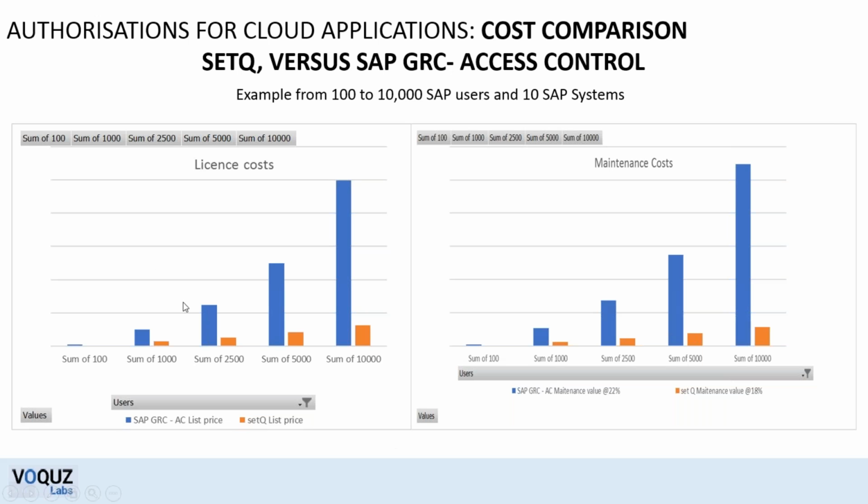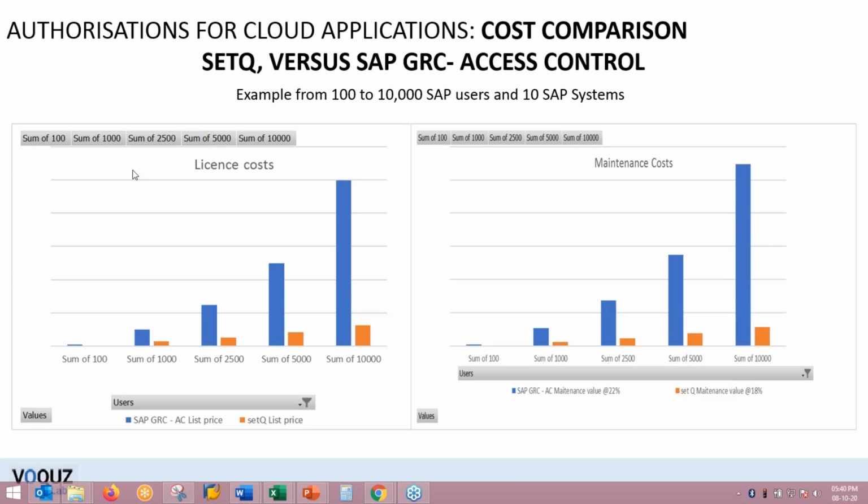So here on the left-hand side, you can see a graphical representation that shows you in the blue elements the SAP GRC Access list price. And just remember, in this comparison, this is a list price. Of course, there can be discounts applied, and I'm sure SAP does apply discounts. But if you took it at a list priced value and you did a straightforward apples to apples comparison between SAP GRC Access Control for these numbers of users and setQ, these are the values.